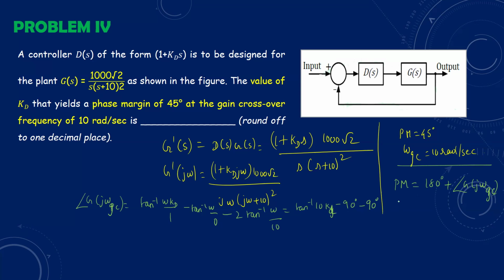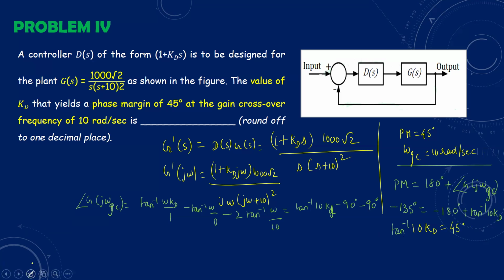Okay, so phase margin is given as 45 degree now. So 45 minus 180, it will become minus 135 degree. And here minus 180 degree plus tan inverse 10 KD. Okay, so if we simplify that, tan inverse 10 KD will become 45 degree.